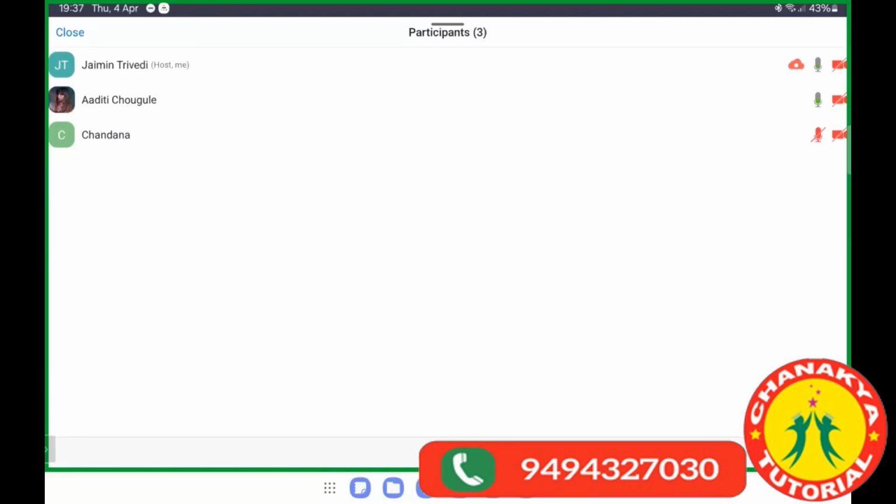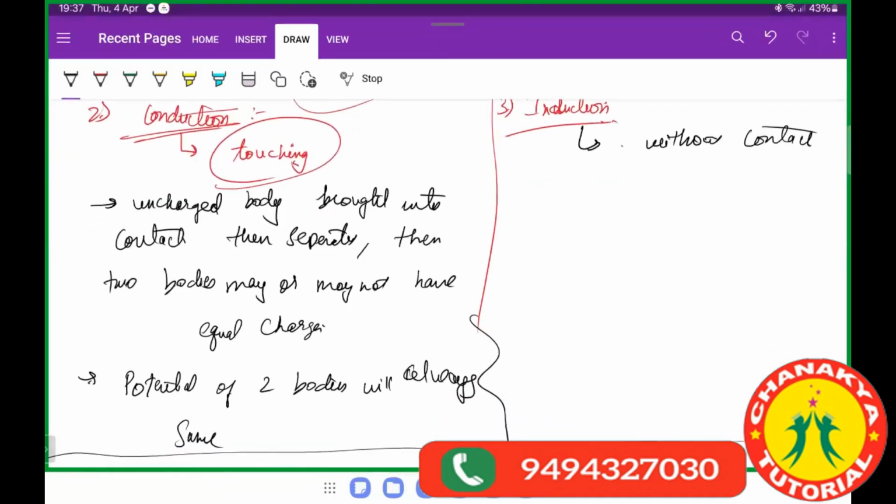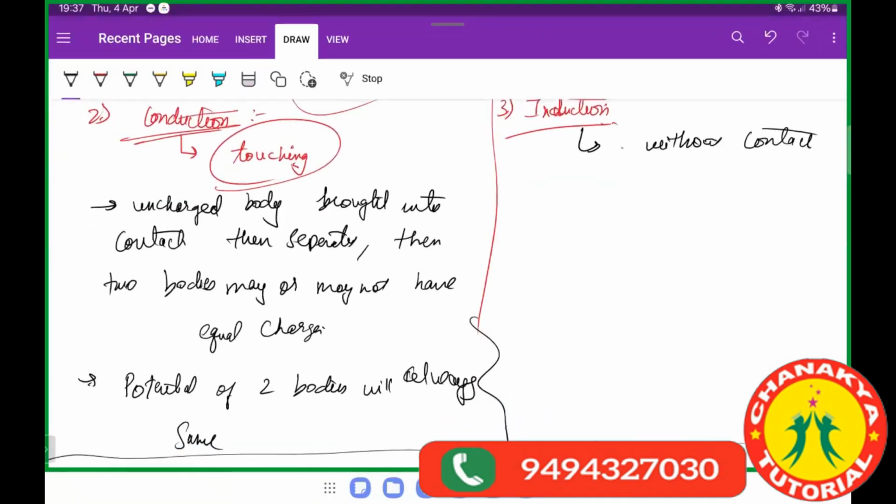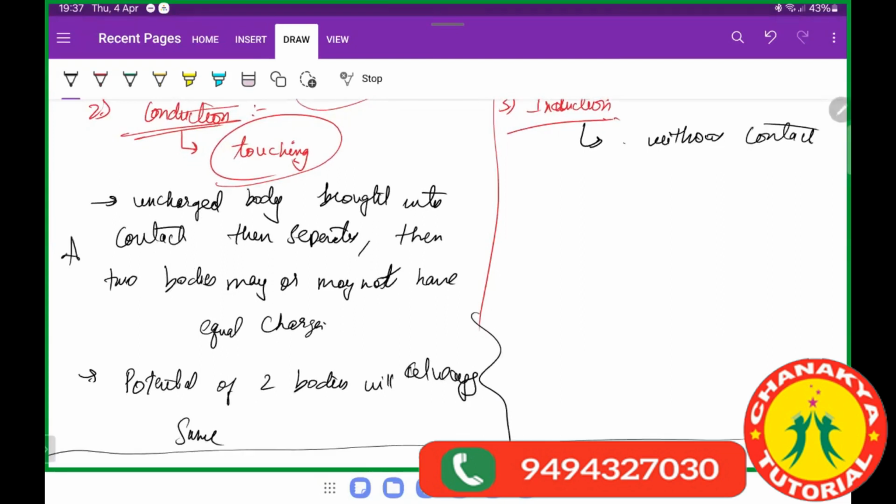If there is a question where they didn't mention whether the charges are the same or not, should we always assume that the charge is divided equally? No, not every time. If they don't mention anything, keep this point as a star mark. When we solve the questions, I'll tell you the important points where we have to use this condition.